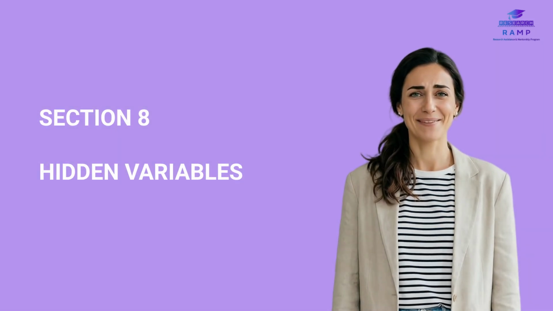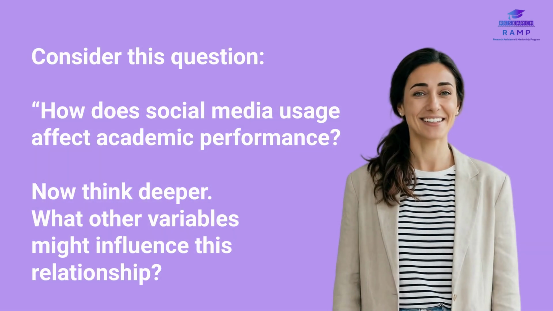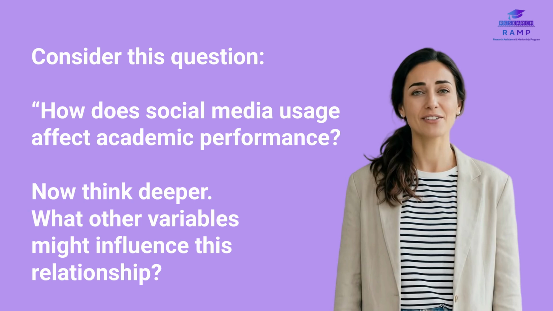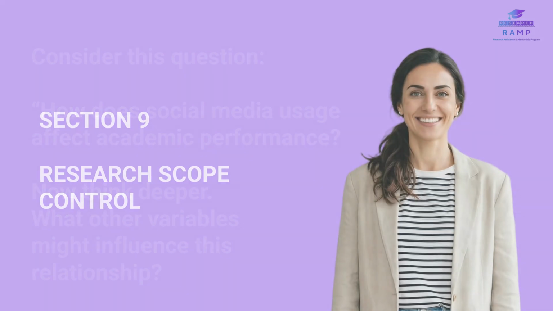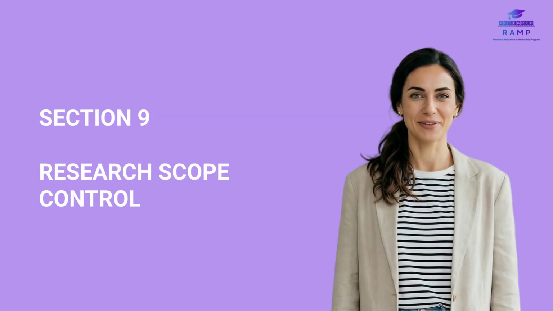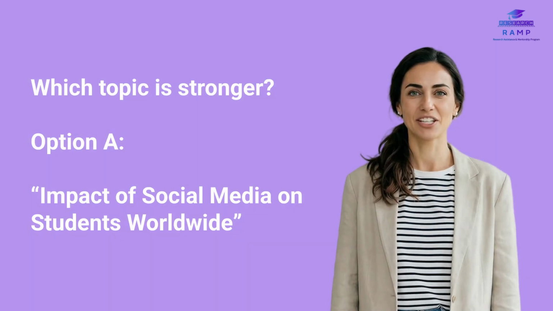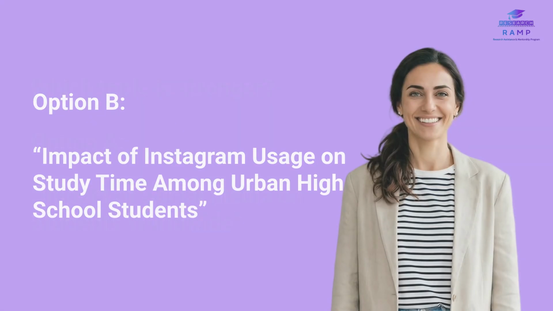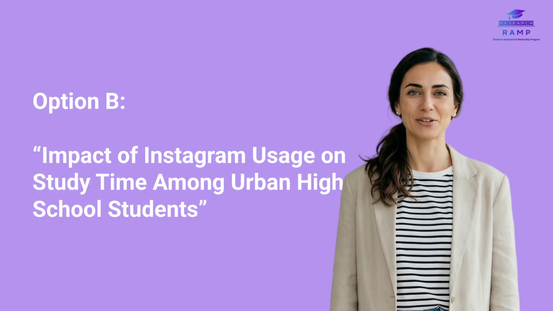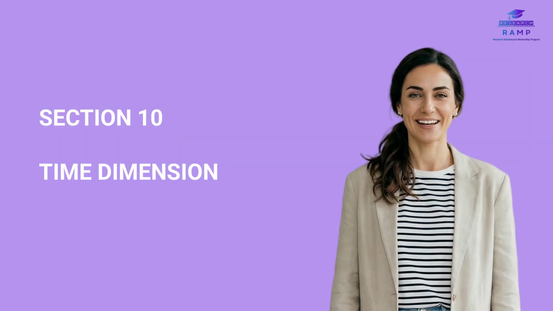Section 8. Hidden variables. Consider this question. How does social media usage affect academic performance? Now think deeper. What other variables might influence this relationship? Section 9. Research scope control. Which topic is stronger? Option A, impact of social media on students worldwide. Or Option B, impact of Instagram usage on study time among urban high school students. Section 10. Time dimension.